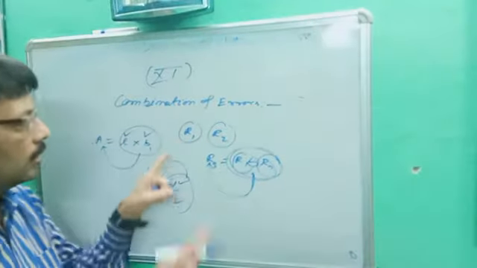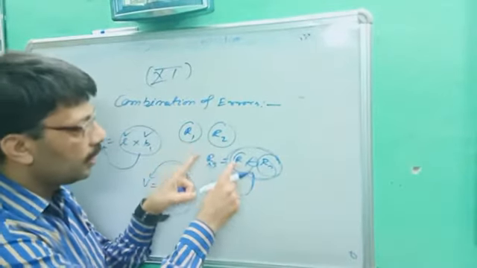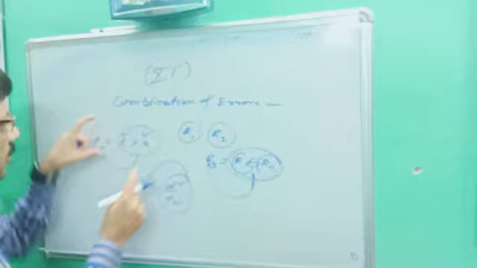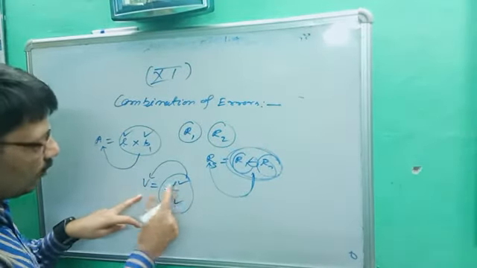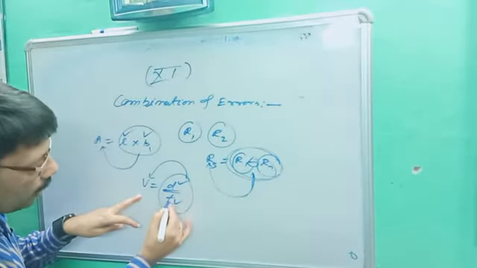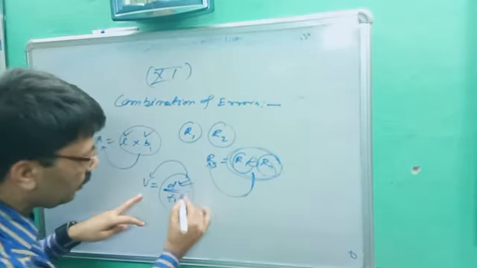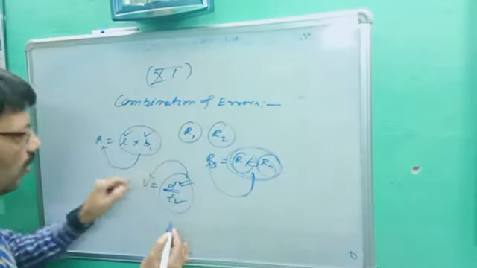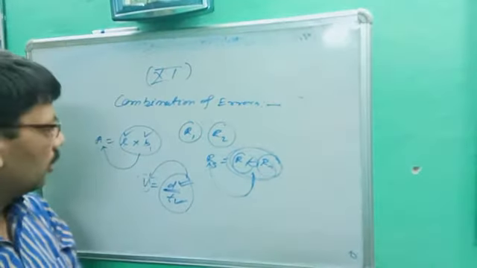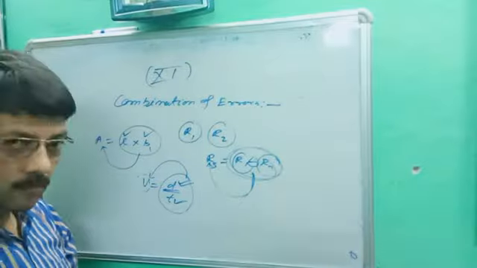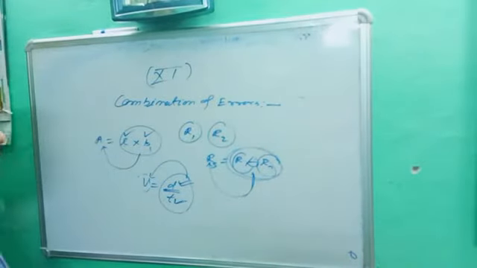Note down the point. That was combination of error in addition and subtraction. This is the combination of error in multiplication, and this is the combination of error in what? Division, because D upon T we are getting, there is error in D, there is error in T. So the combined effect will create the error in what? V for velocity. Okay, last point.